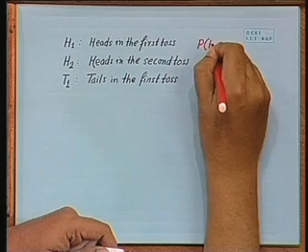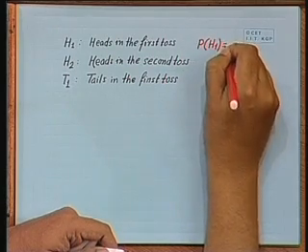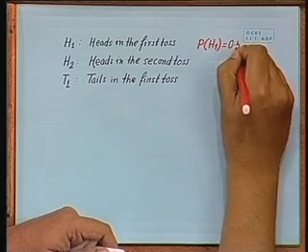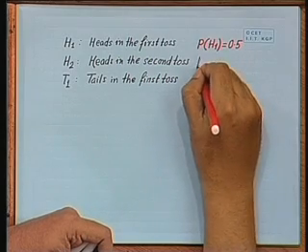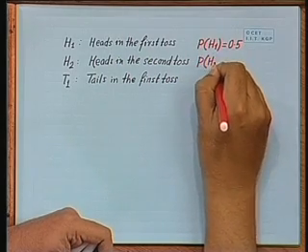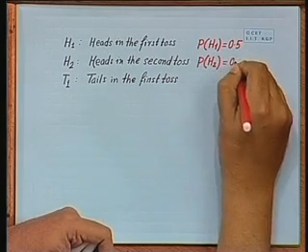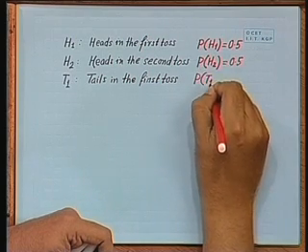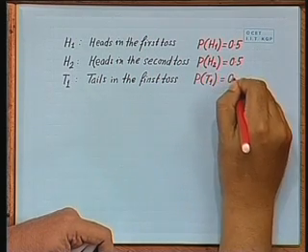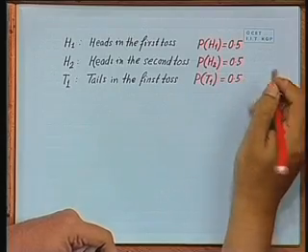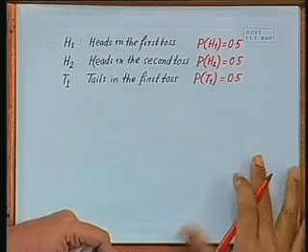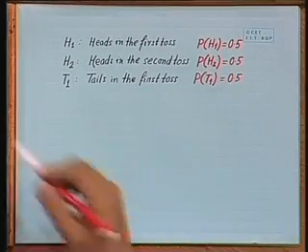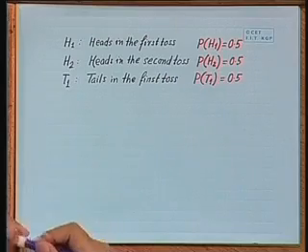the probability of H1 is 0.5, right. Probability of H2 is 0.5. Probability of T1 is 0.5, right. Now, let us look at the probabilities of a few compound events.